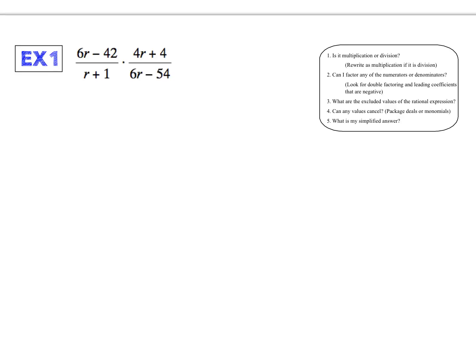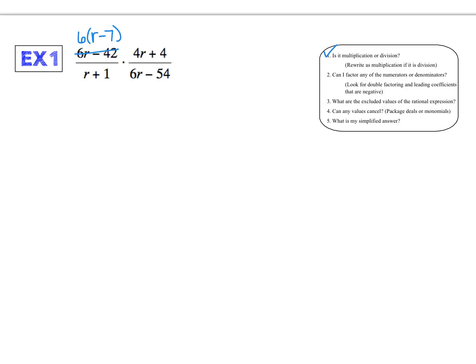So first of all, is it multiplication or division? It's multiplication, so I'm good. I don't need to multiply by the reciprocal, so I can move on. And then can I factor any of the numerators or denominators? So when I look at 6r minus 42, I notice that there is a GCF, and so I can take a 6 out. So when I take a 6 out, I'm left with r minus 7. So I'm just rewriting that numerator as 6 times r minus 7.